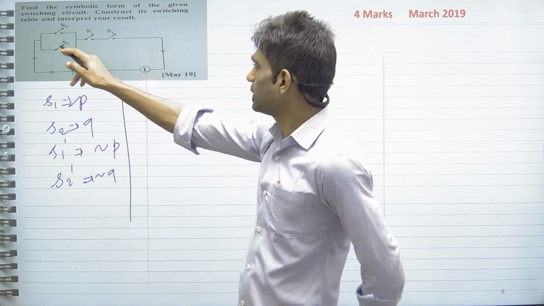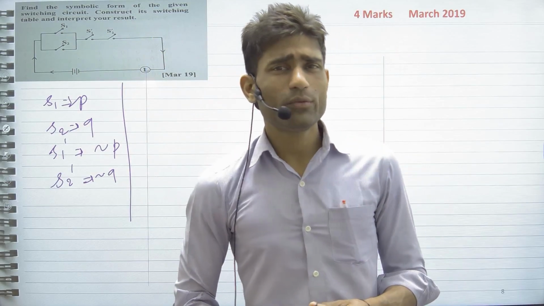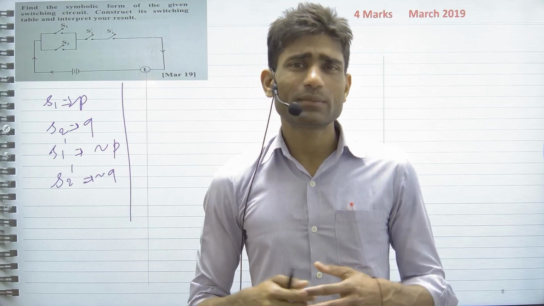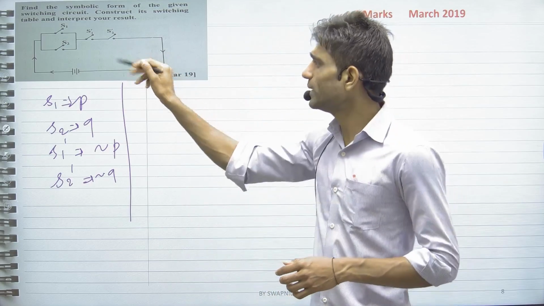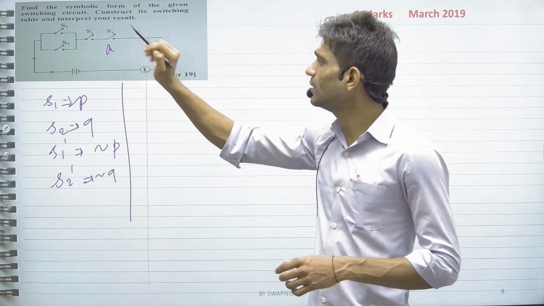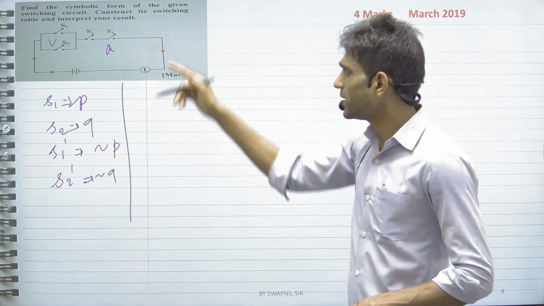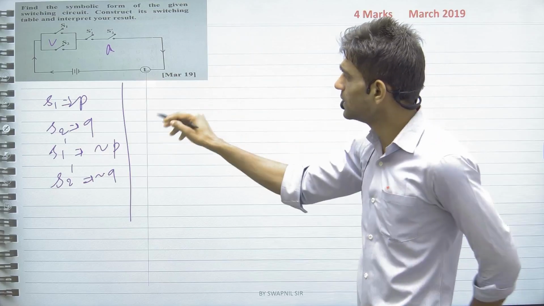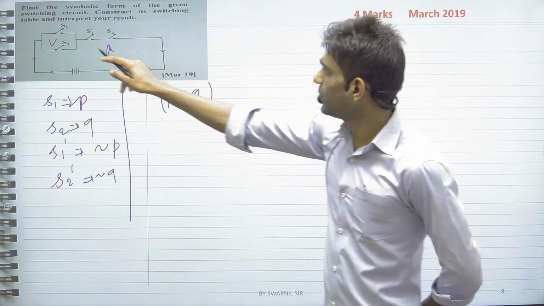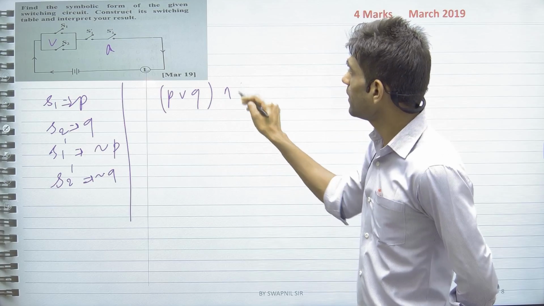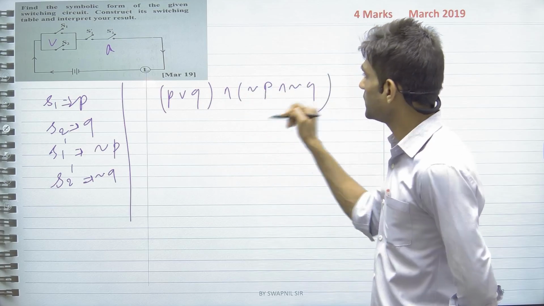Now first of all, see that whenever we have a series connection and whenever we have a parallel connection, we have to use some condition for the symbolic form. Whenever we have a series connection, we use AND between them, and when we have a parallel connection, we use OR between them. So S1 or S2, that means P or Q. After that we have a series connection, that means AND negation of P and negation of Q. This one is our symbolic form.